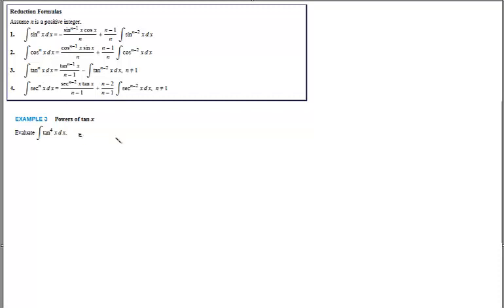And so this is going to equal tangent, so let me write down that n is 4 for this case. So it'd be tangent to the third x over 3 minus the integral of tangent to the second x dx. And then once I get to this point, I'll just use reduction formula 3 again, and in this one, n is 2.